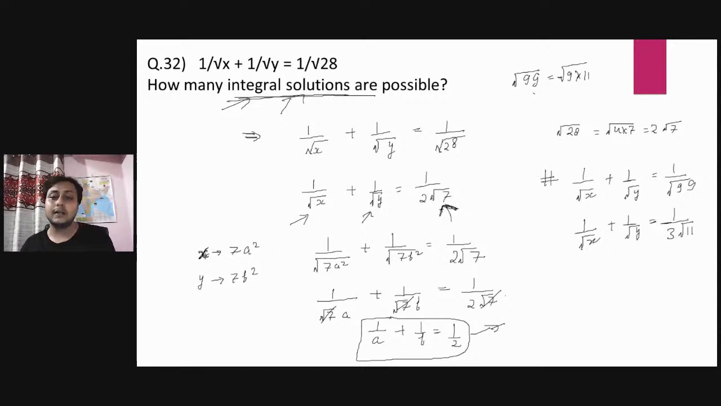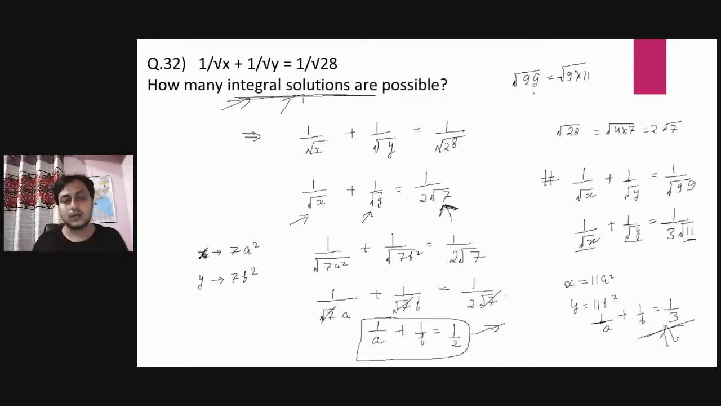To get integral solutions, you have to remove the square root on x and remove the root on y. So what to do? Take x as 11a square and y as 11b square. Solve this. What will you get? I think it comes out to be 1 by a plus 1 by b equals 1 by 3. Now you can easily solve this. You can easily find the number of integral solutions now, right? So this is the next type. Got it, all of you?